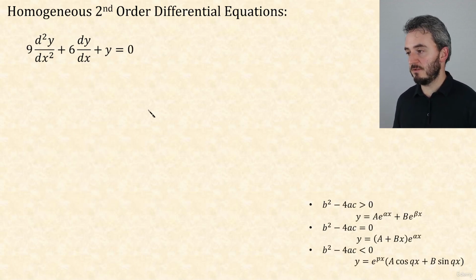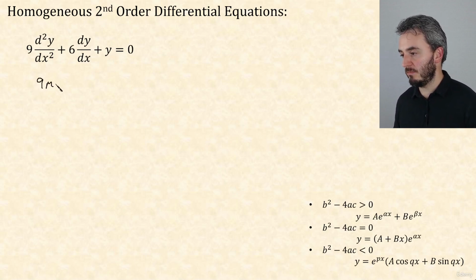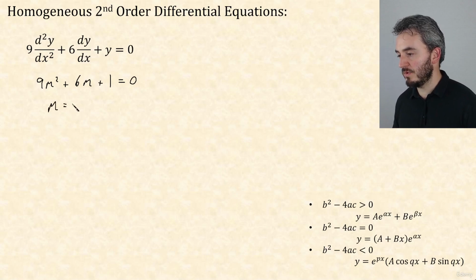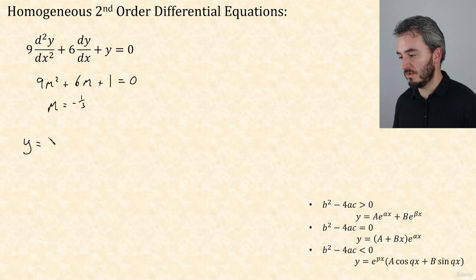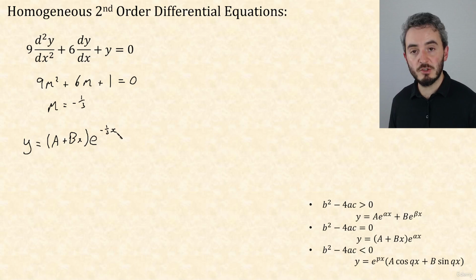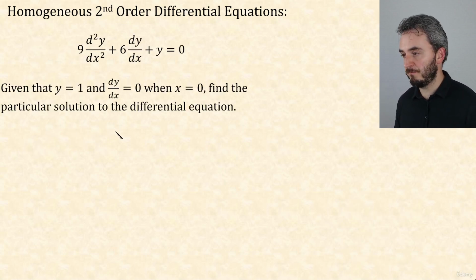So let's put that into practice and solve this one here. Let's form our auxiliary equation, which is 9m squared plus 6m plus 1 equals 0. Solving this, we get a repeated root of m equals minus a third. So, looking down here for reference, the form of our solution is y equals a plus bx, an arbitrary linear term, multiplied by e to the alpha x, where this is alpha, e to the minus 1/3 x. And so there's the general solution to that differential equation.